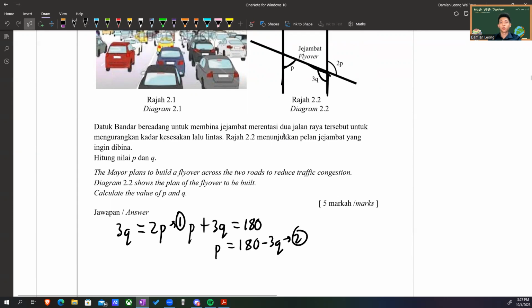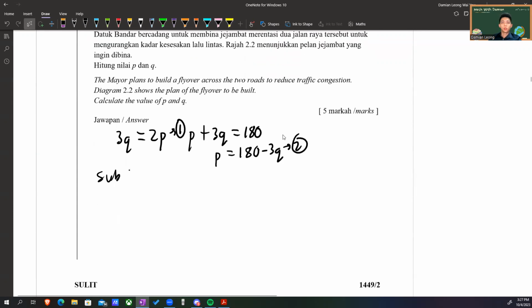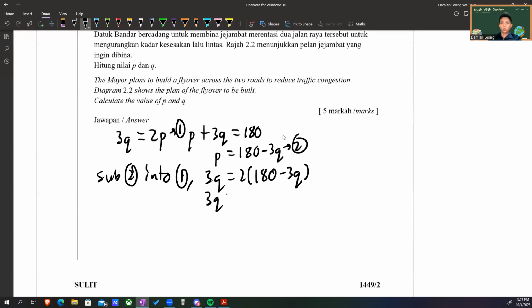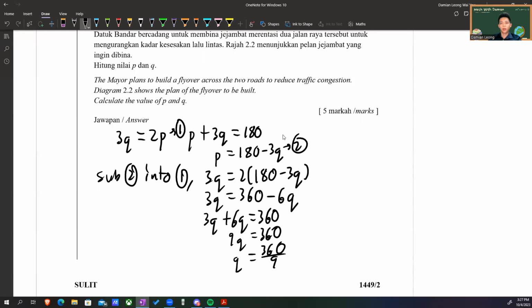I can use substitution. Let's substitute equation 2 into equation 1. 3Q equals 2 times P. P is 180 minus 3Q. So 3Q is 360 minus 2 times 3Q, which is 6Q. Bring over, minus becomes plus. Okay, then 9Q is 360. Bring over the 9, times becomes divide. 360 divided by 9, Q will be 40.